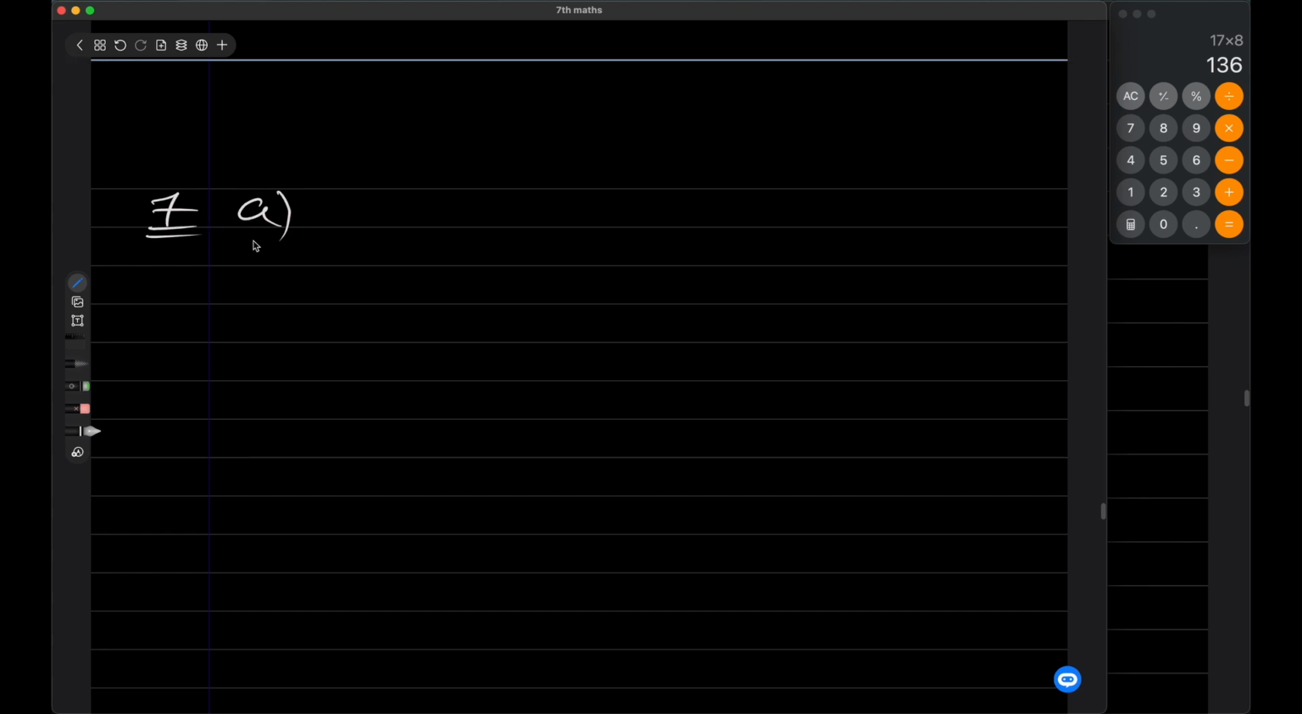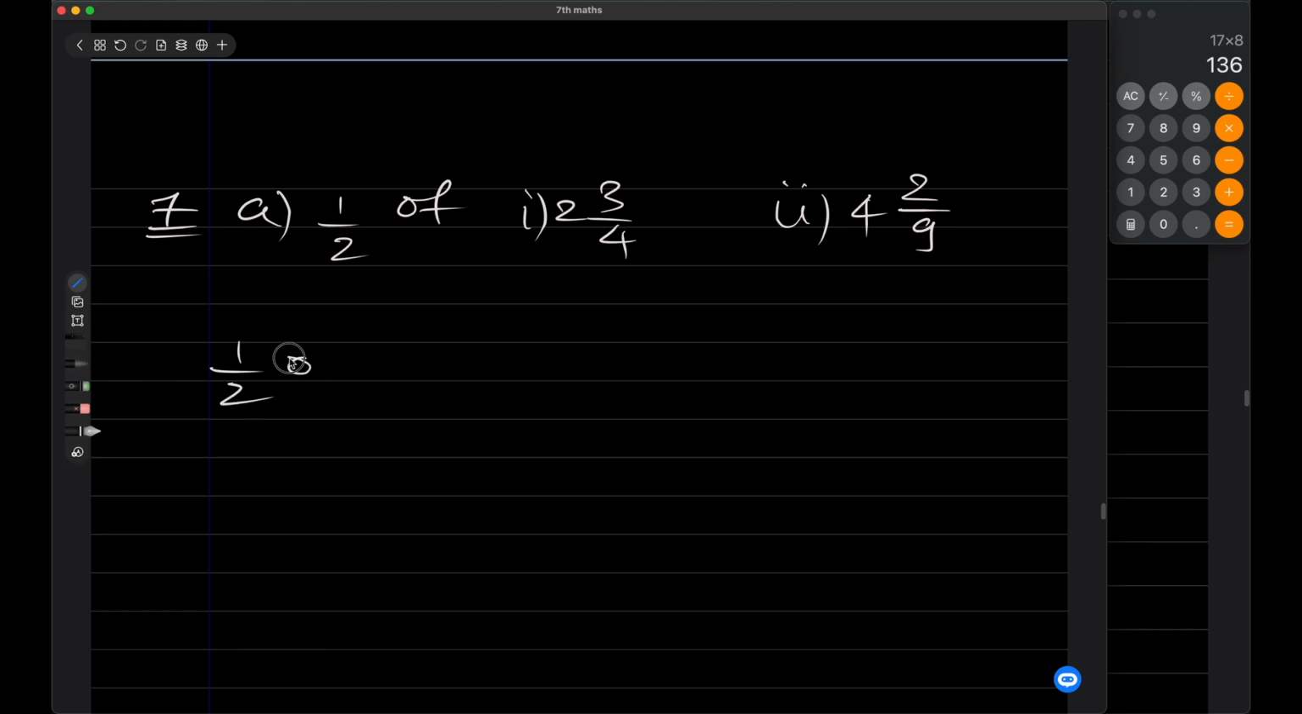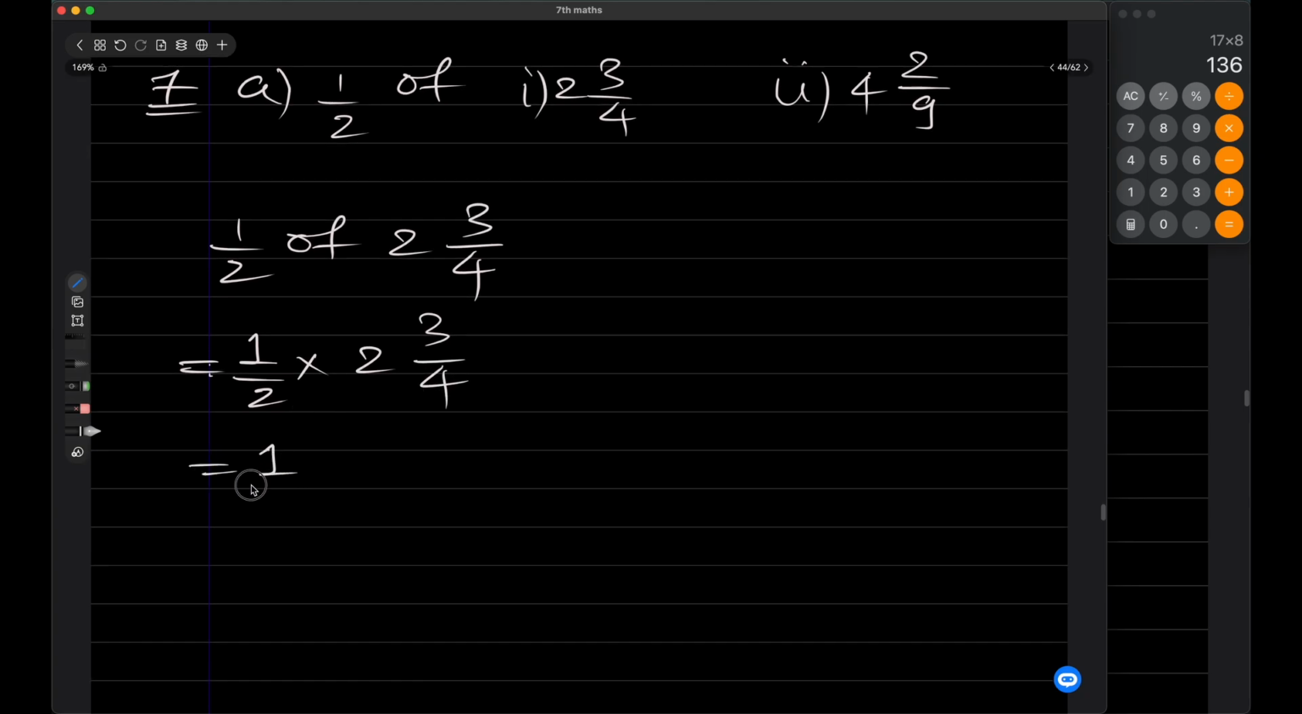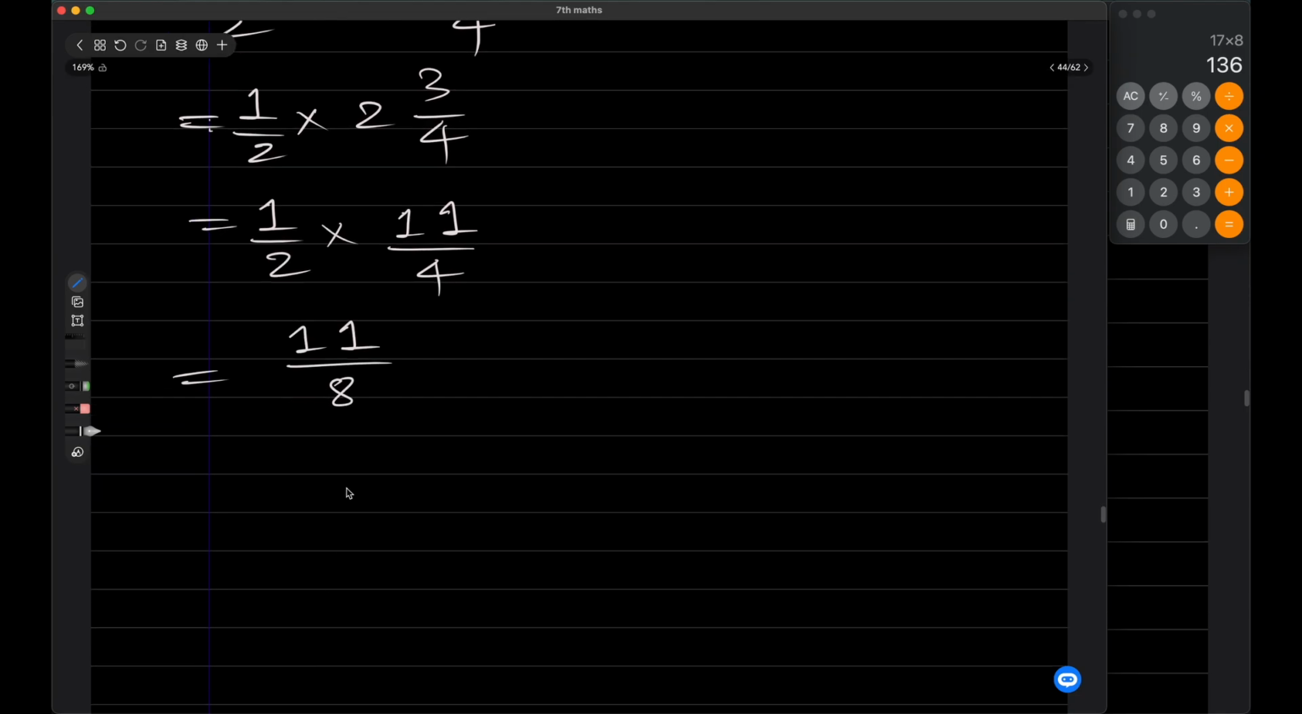We have to find first half of 2 whole 3 by 4 and 4 whole 2 by 9. So half of 2 whole 3 by 4. Now we can replace of by multiplication sign, 2 whole 3 by 4, and to multiply first we have to convert mixed fraction to improper fraction, and now multiply, that is 11 divided by 8, and to represent into mixed fraction we can divide by 8, that is equals to 1 complete 3 divided by 8.